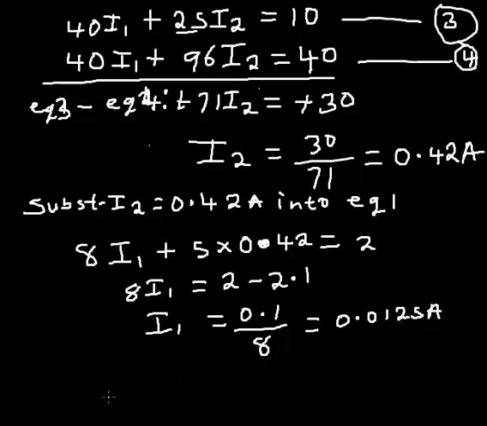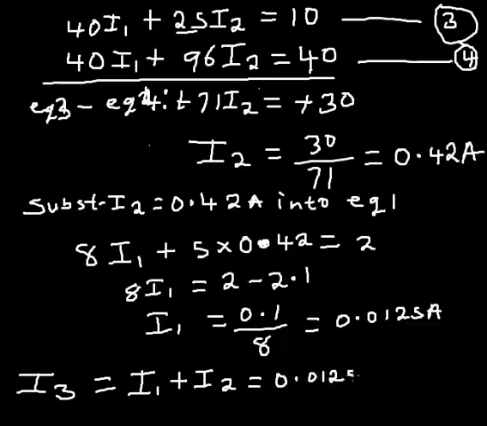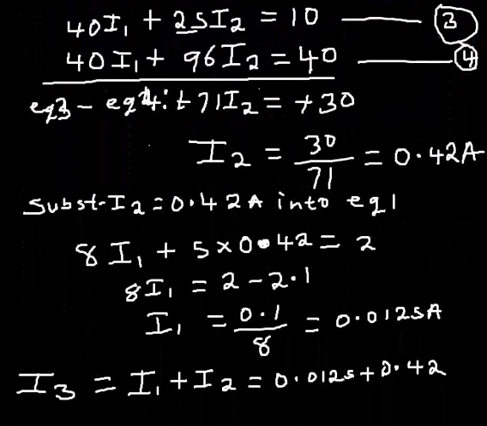So that's my i1. And of course, if you want to get i3, you know i3 is equal to i1 plus i2. So invariably now you are just going to add i1, which is 0.0125, plus i2, which is 0.42. It's just as simple as that. So that is how we apply our Kirchhoff laws.